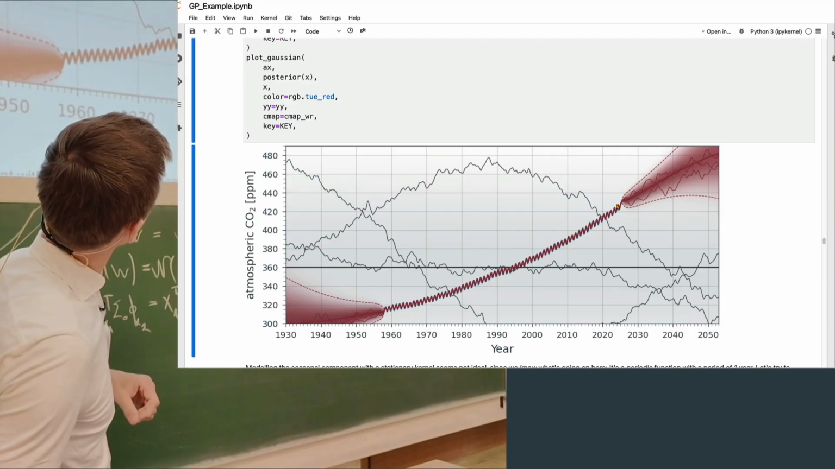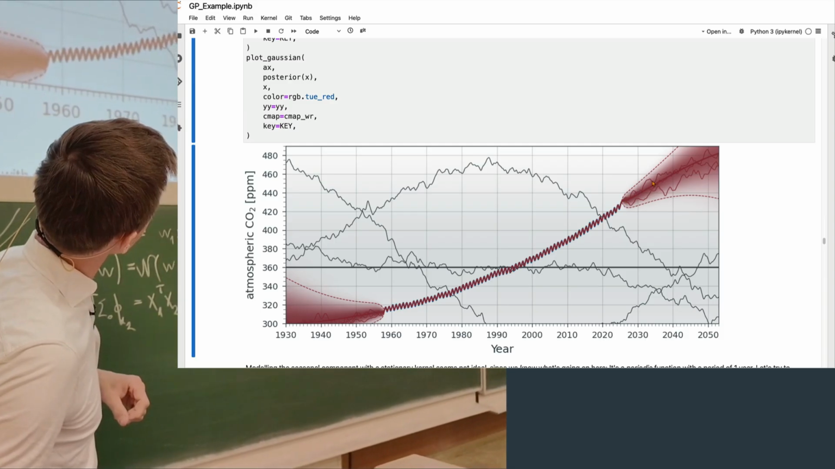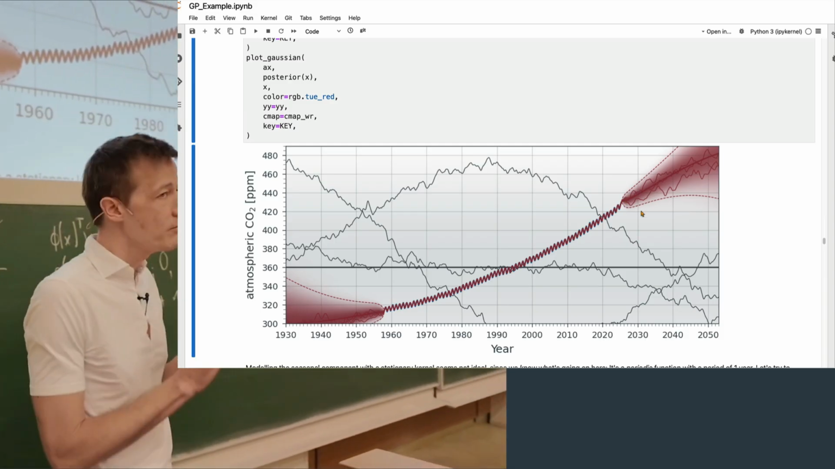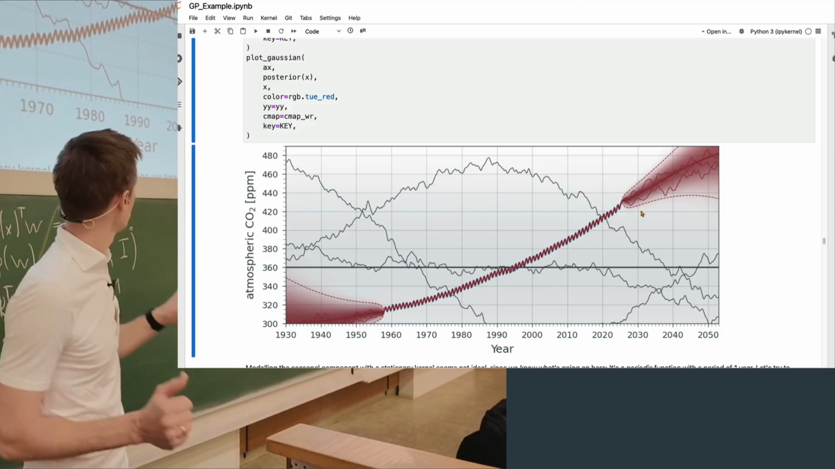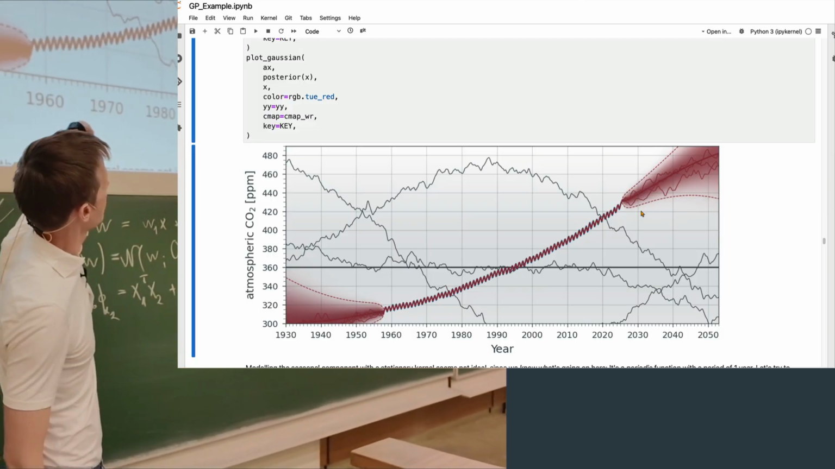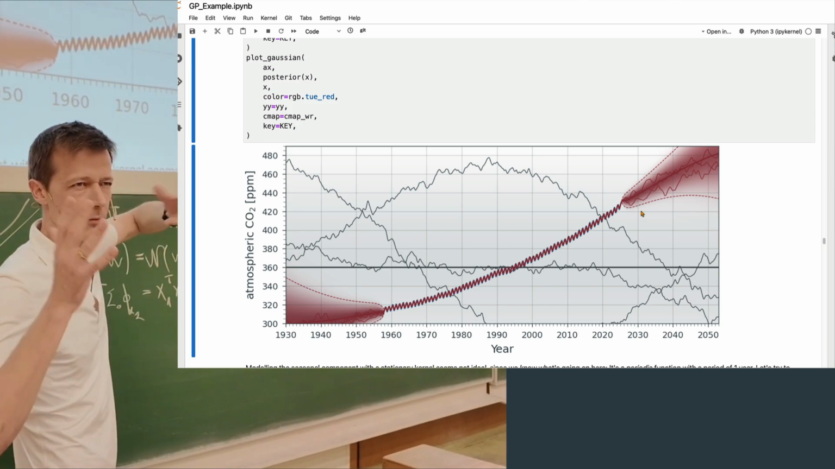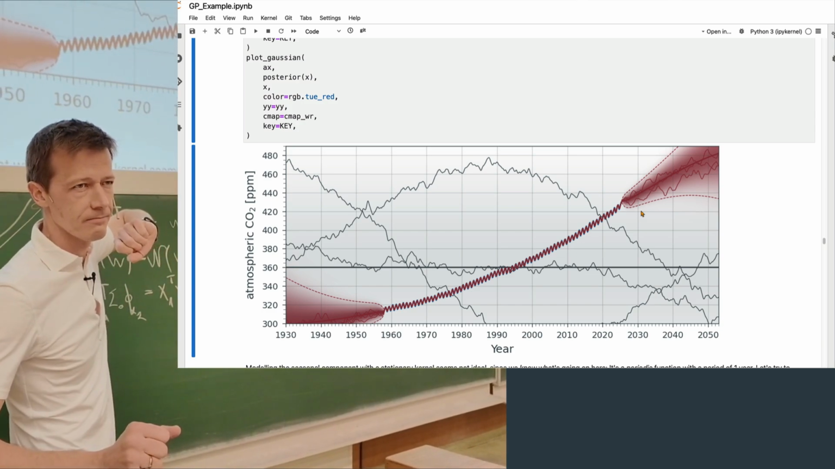And then it extrapolates on the long-term trend with a kind of a more meaningful uncertainty. And what you see here, by the way, in the background is I'm also plotting draws from the prior in black so that you can get a feeling for what kind of model assumptions this model makes.